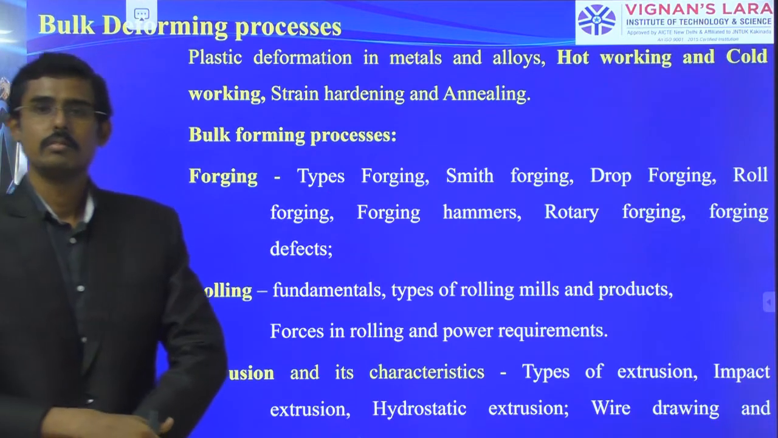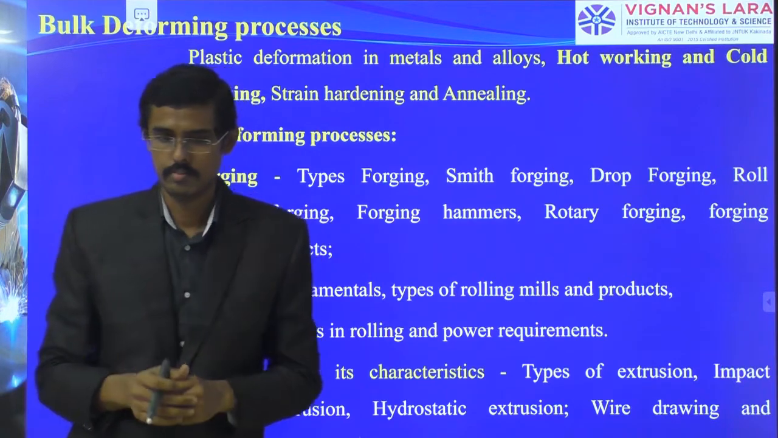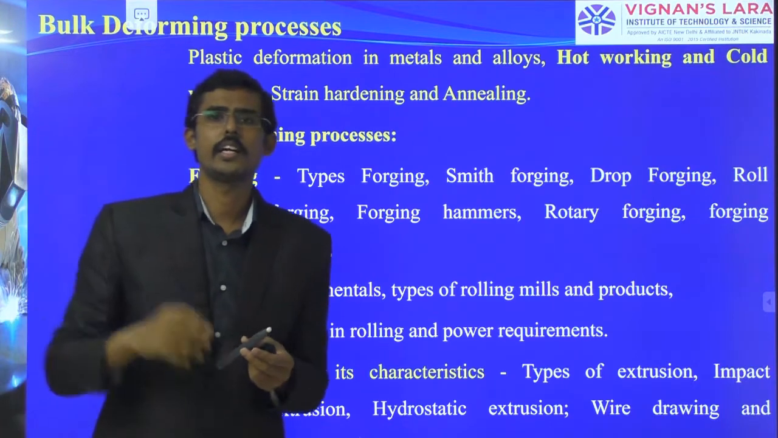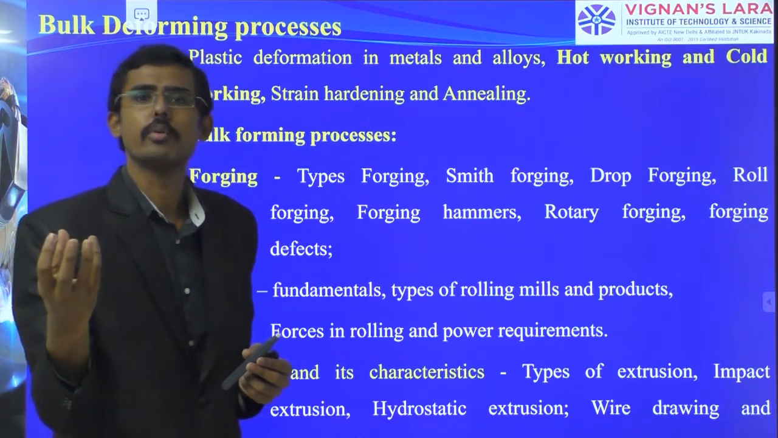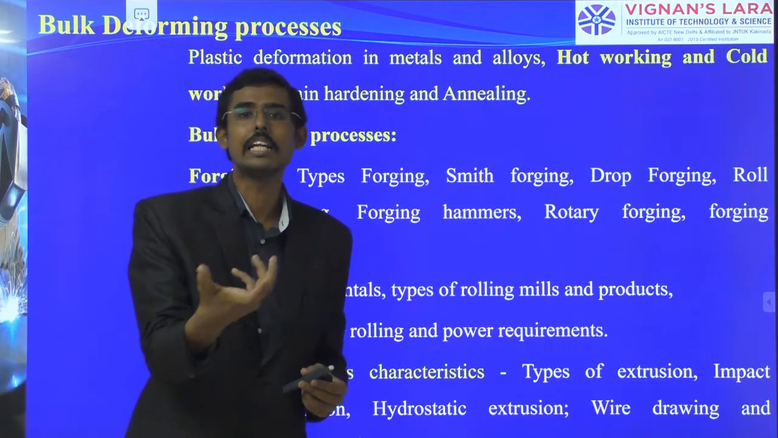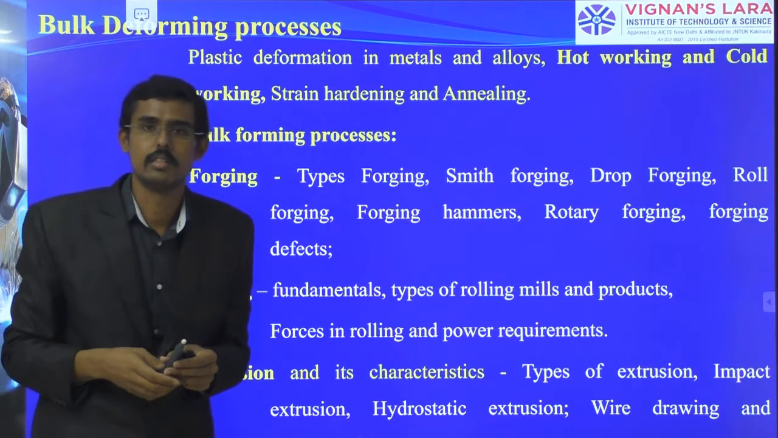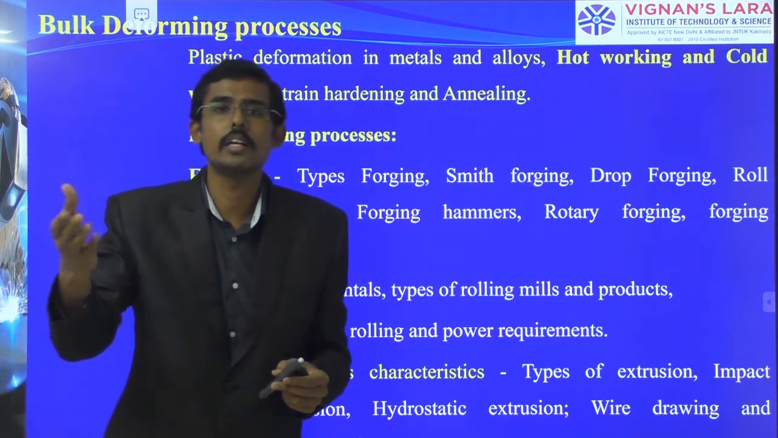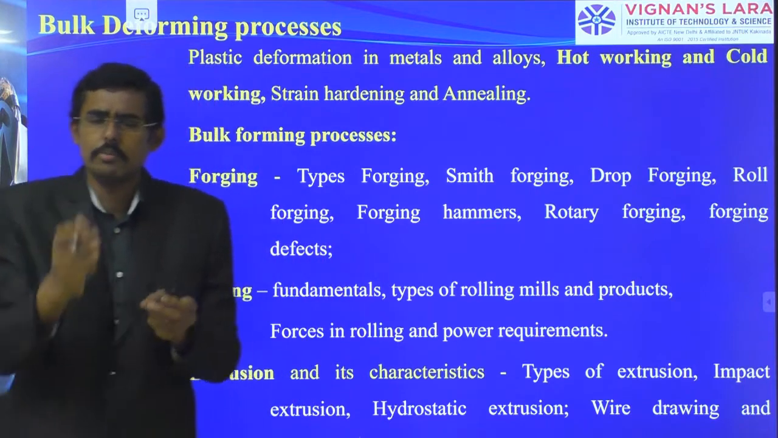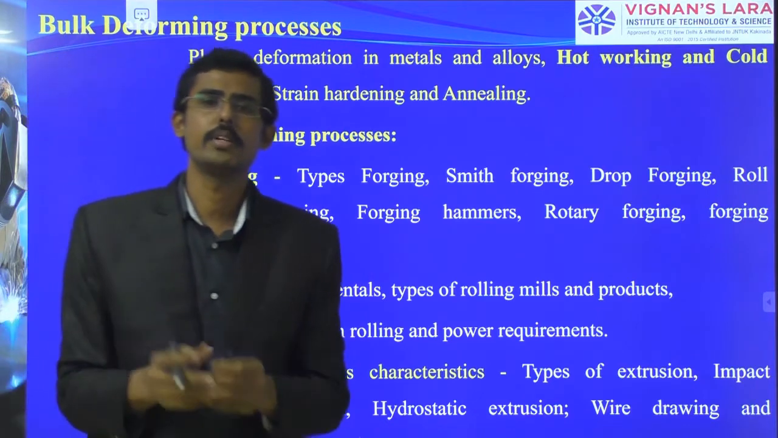In today's class, we are going to talk about the plastic deformation processes. We are dividing them into two categories: bulk deformation processes and sheet metal deformation processes. Both are deformation, but I use the term bulk deformation for high thickness materials, and sheet metal deformation for less thickness materials. The sheet metal process we will see later. As of now, I am starting with the bulk deformation.